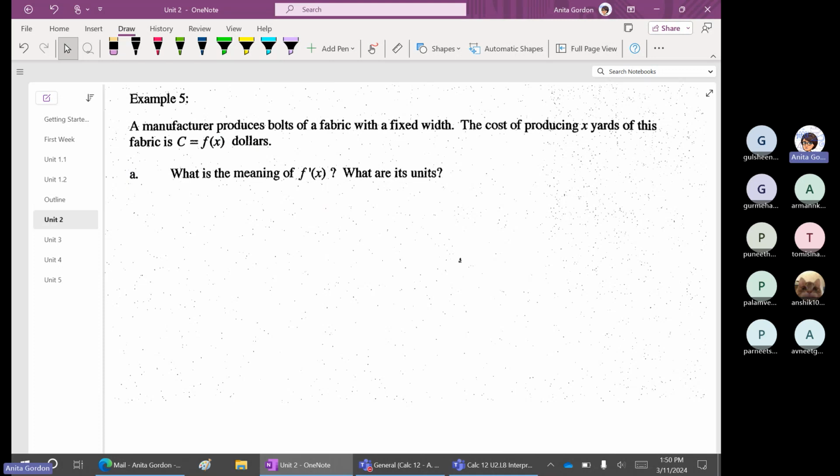The cost of producing x yards of the fabric is the following function, C equals f of x. Nope, I said that wrong again. C equals, thank you, f of x. So we're not told the specifics, but we are told to interpret what we are looking at. The cost is a function that depends on x, which is the yards of fabric you are either making or buying or whatever.